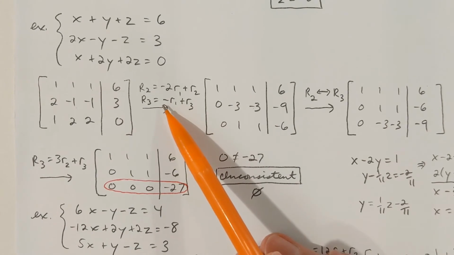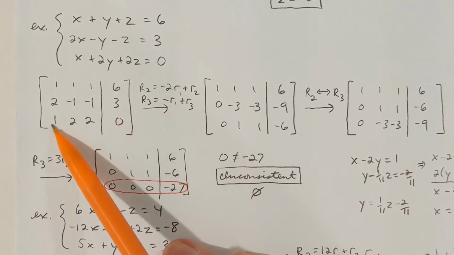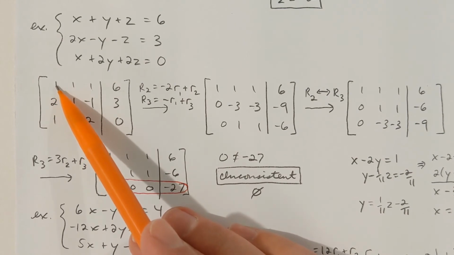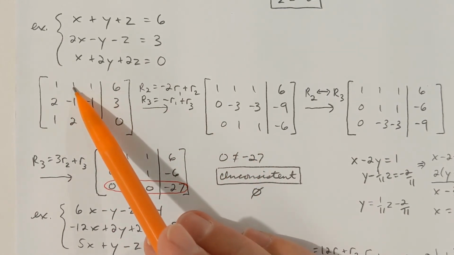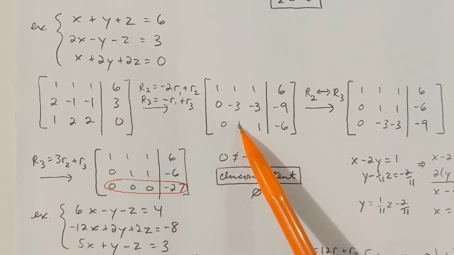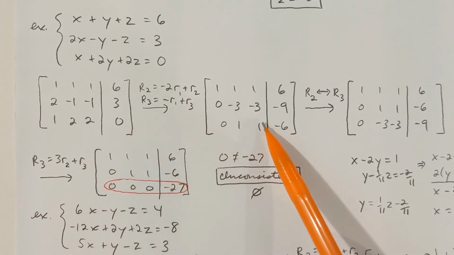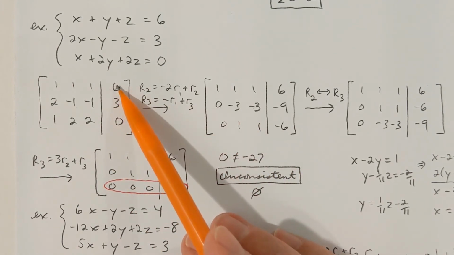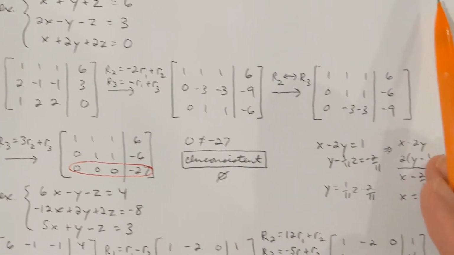Okay, and then row 3, we need negative 1 times row 1 plus row 3. Negative 1 times 1 is negative 1, plus 1 is 0. Negative 1 times 1 is negative 1, plus 2 is 1. And then negative 1 times 6 is negative 6, plus 0 is negative 6.